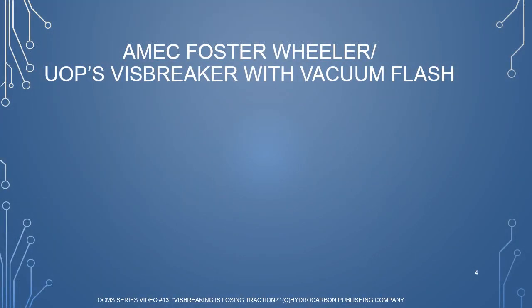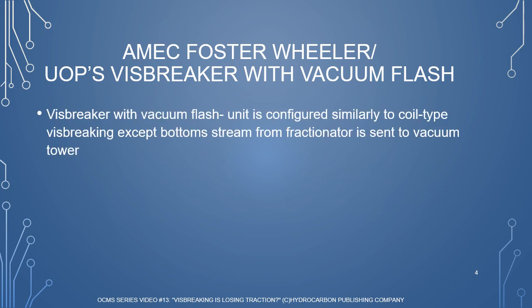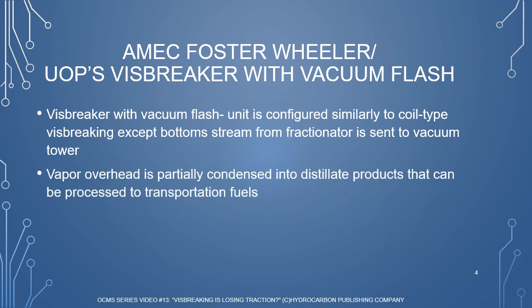McDermott Foster Wheeler UOP also offers a visbreaker with vacuum flash. In this option, the visbreaking unit is configured in the same way as the basic coil visbreaker, except that the bottom stream from the fractionator is sent to a vacuum tower. The liquid that exits from the bottom of this tower is steam stripped, while the vapor overhead is partially condensed into distillate products that can be processed to transportation fuels.